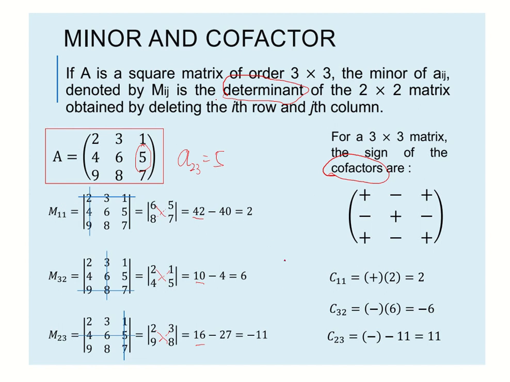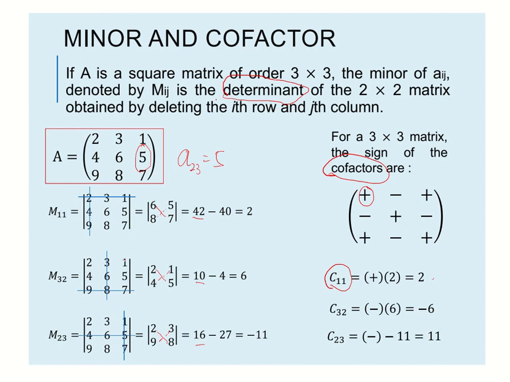Now to find the cofactor for first row, first column, we are going to apply the sign. So what is the sign? The sign is positive for this one. First row, first column. The sign is positive, so we multiply the sign to the minor. The minor is 2, and so the cofactor is 2.